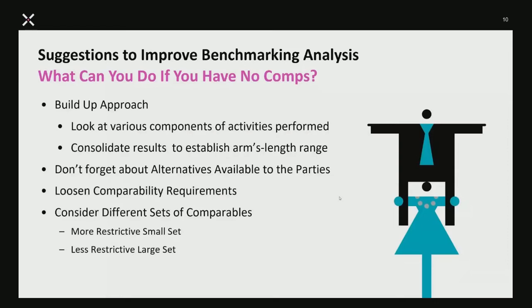Of course, we've talked about your comparability requirements, right? Maybe geographic region is definitely one of those areas I think you have to loosen in a lot of ways because of the lack of comparable company data. And then the last suggestion is interesting because we've taken both approaches for different companies. And this is what if you have multiple sets of comparables, meaning a more restrictive smaller set and perhaps a less restrictive, larger sample of comparable companies, right?